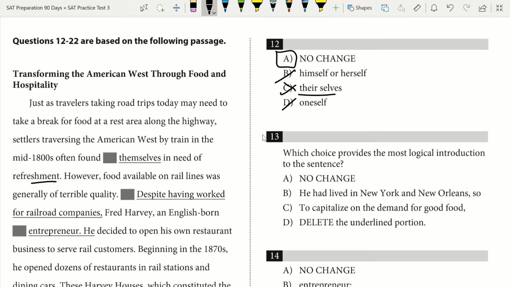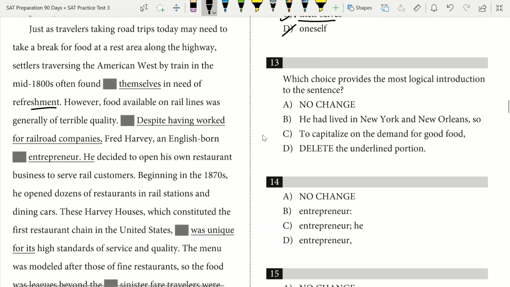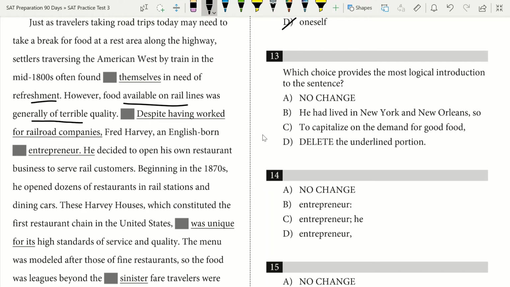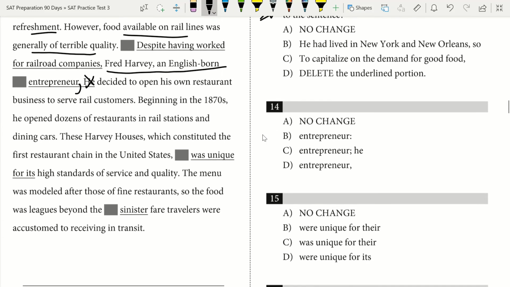All right, so now we got question 13. So we have, "However, food available on rail lines was generally of terrible quality." Now we're told for what's providing the most logical introduction to the sentence. So we have Fred Harvey, an English-born entrepreneur. Okay, that's not essential. We want to have a comma there. And then we should get rid of that. So it just says Fred Harvey and then decided to open his own restaurant. So we want to get rid of he. Okay, so we get rid of that. We can't use a colon there. We need to use that comma to complete that non-essential phrase or clause. So our answer would be D for number 14.